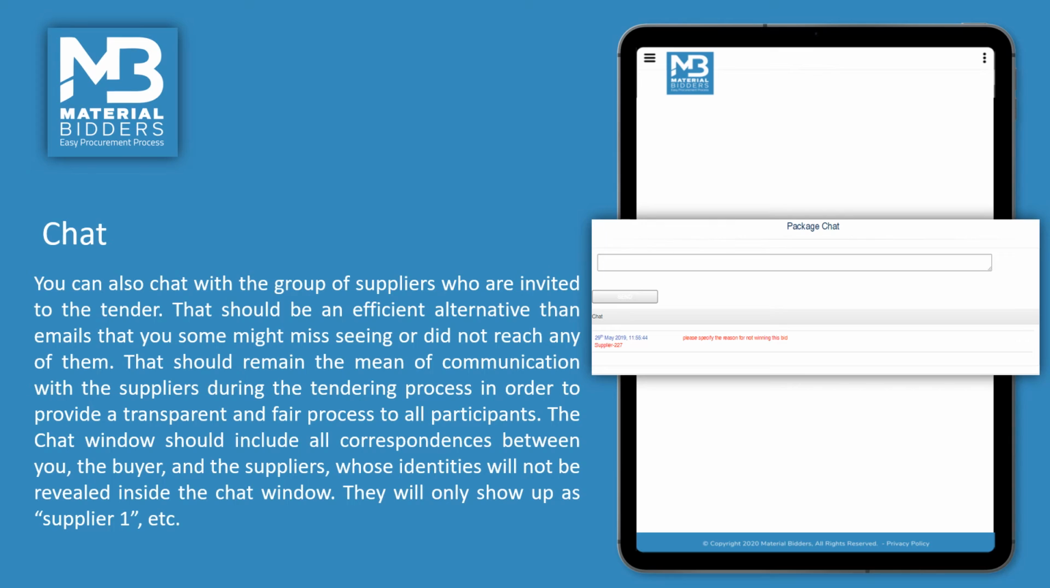Chat. You can also chat with a group of suppliers who are invited to the tender. That should be an efficient alternative to emails that some might miss or that did not reach any of them. That should remain the means of communication with the suppliers during the tendering process in order to provide a transparent and fair process to all participants. The chat window should include all correspondence between you, the buyer, and the suppliers, whose identities will not be revealed inside the chat window. They will only show up as supplier 1, etc.